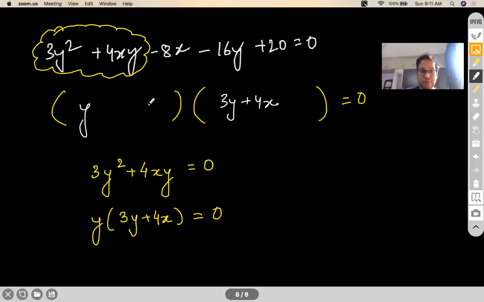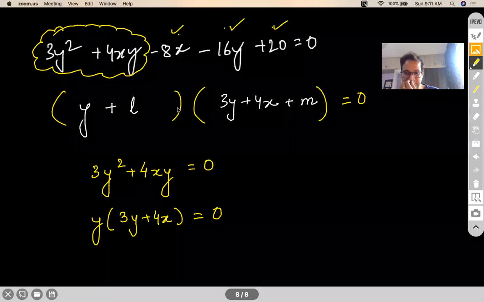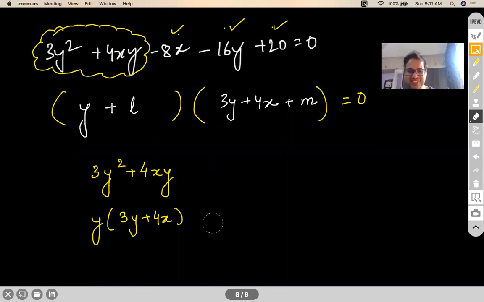Okay. Now, there could be constants here. Let me write L and M because the other terms would not come into picture without these constants. So had there been only y and only 3y plus 4x, there would have been only the second degree terms, correct? But that is not the case. In our given expression, I have a linear term in x and y, and I have a constant term also. So that could only arise when there were constants present over here. Okay, don't equate it to zero. Right? Don't equate it to zero. Okay, so normally factorize it like this. Happy, Aditya?